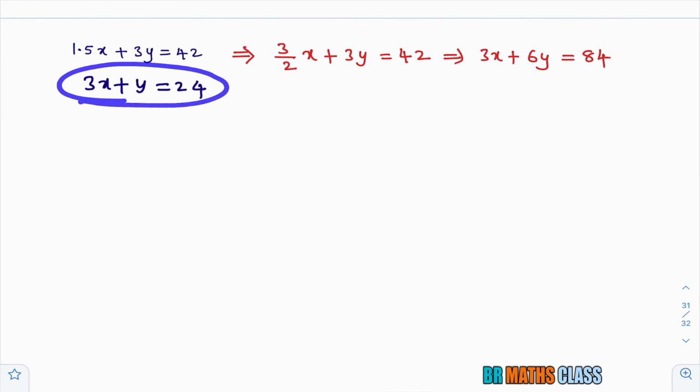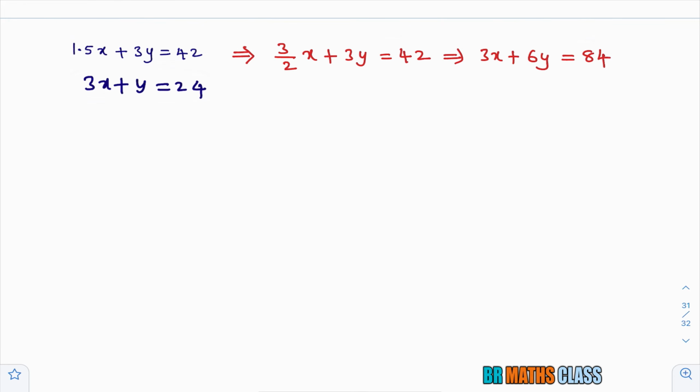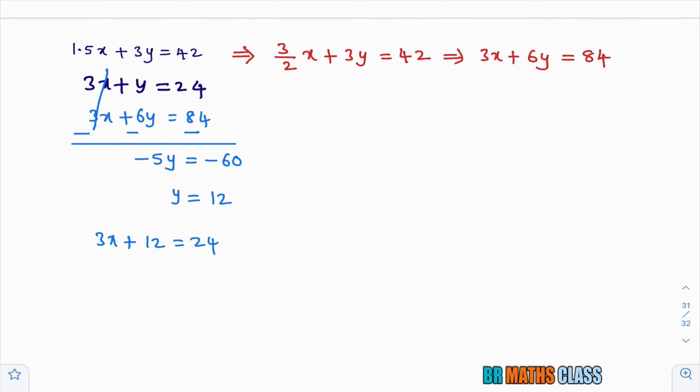Now this equation is nothing but this equation only, right? So I'll solve this equation and this equation. 3x plus 6y equal to 84. While solving, you just subtract. When you subtract, this 3x will get cancelled. y minus 6y is minus 5y equal to 24 minus 84, that is minus 60. Okay, so y equal to what? Minus will get cancelled, 12. You put y equal to 12 in this equation, then what you will get? You will get 3x plus 12 equal to 24.